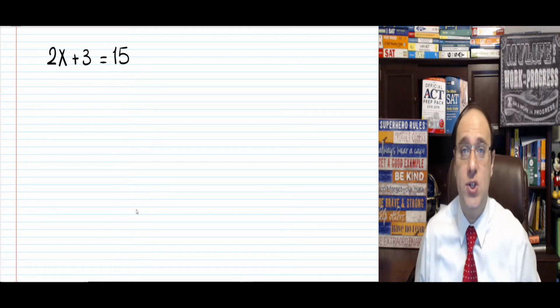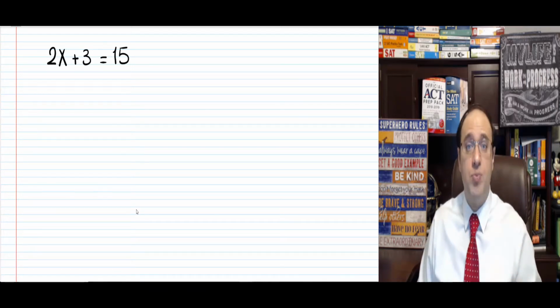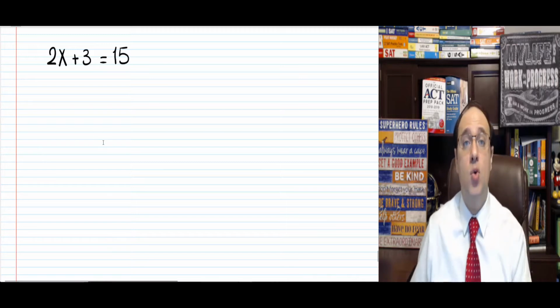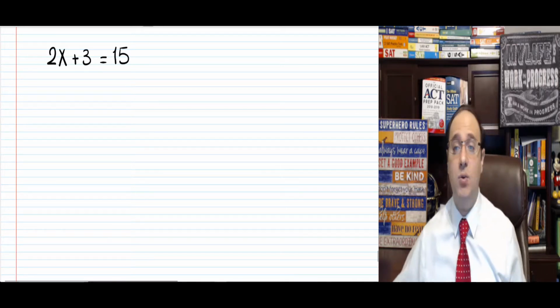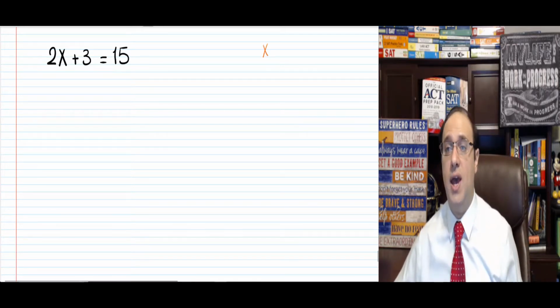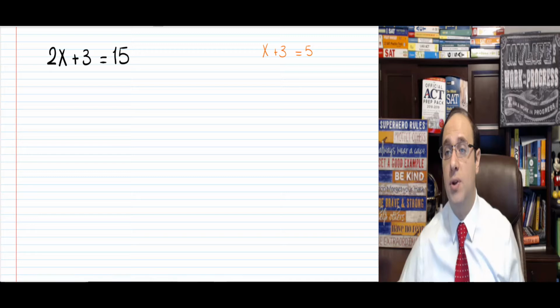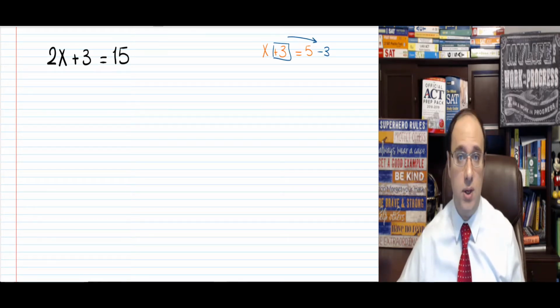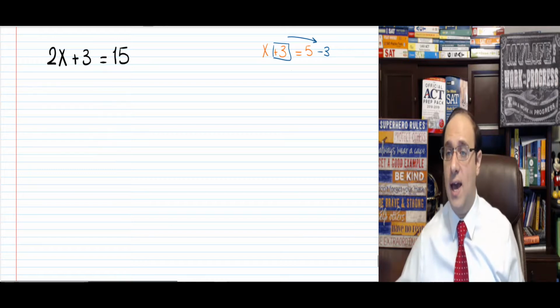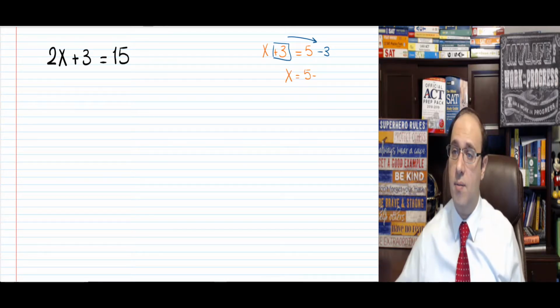Let's answer this question together. Before we do, let's revise really quickly. We learned together before how to answer a question like this. X plus 3 equals 5. We said we would simply move the plus 3 to the other side of the equal sign as minus 3, leaving me with x equals 5 minus 3, which equals 2.